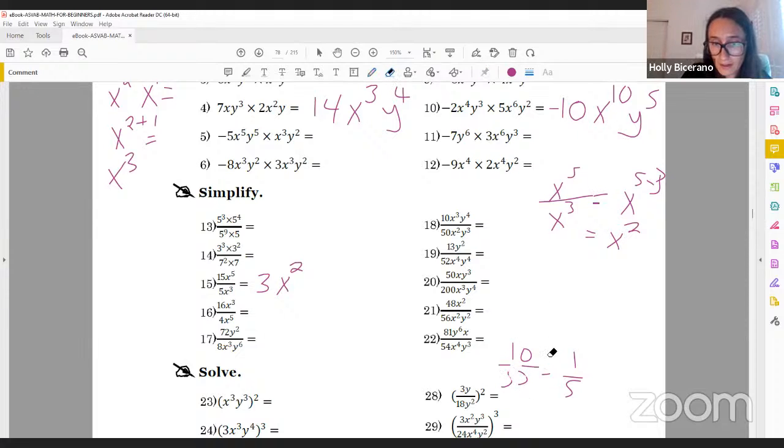Let me just erase that so it doesn't get crowded on this worksheet. All right. So we have 1 over 5. Instead of 10 over 50, we write 1 over 5.